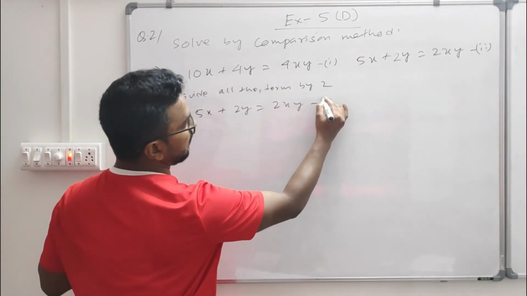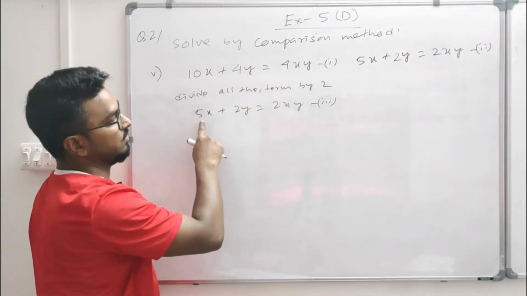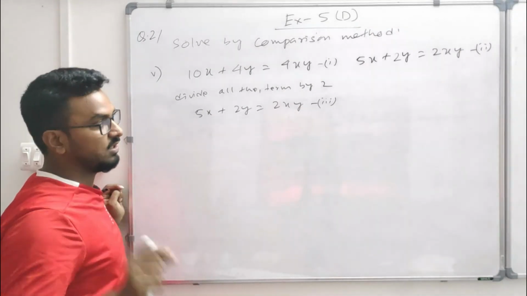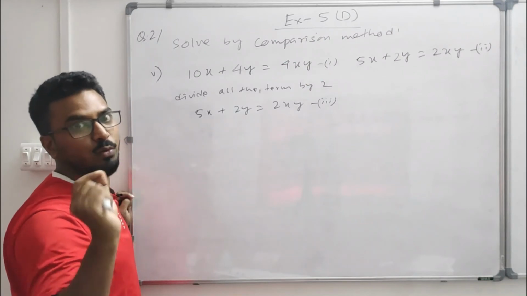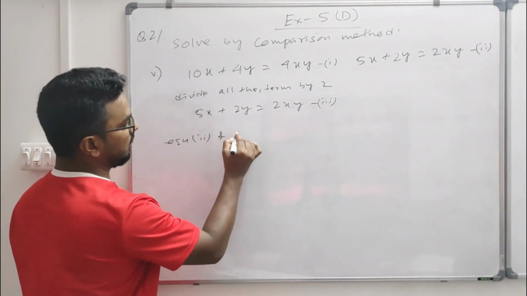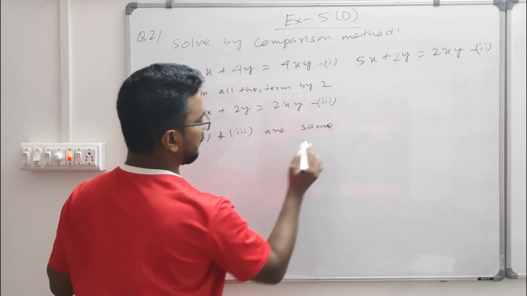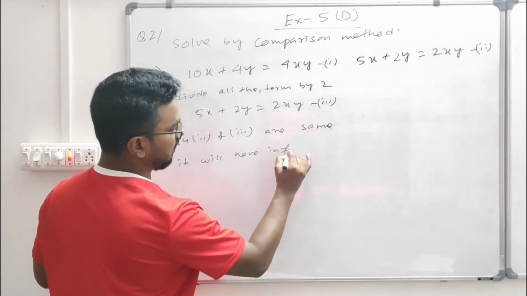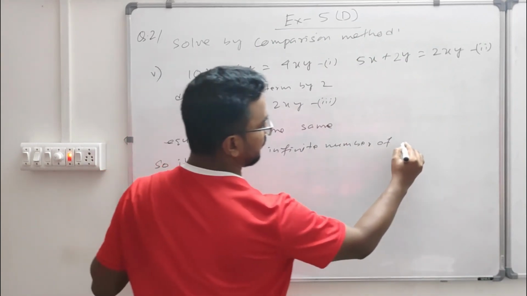Now you see the new equation formed is equal to equation number 2. Both the equations are same. You see 5x plus 2y equals 2xy. Here also 5x plus 2y equals 2xy. So in such cases, you will get infinite number of solutions. You will not get any fixed value of x and y. So in this case, you can say both equations are same, so it will have infinite number of solutions.